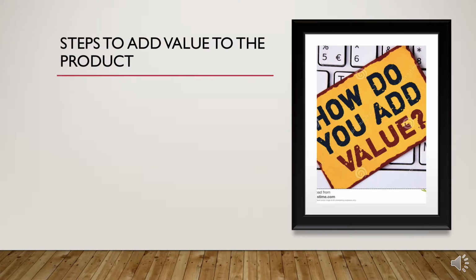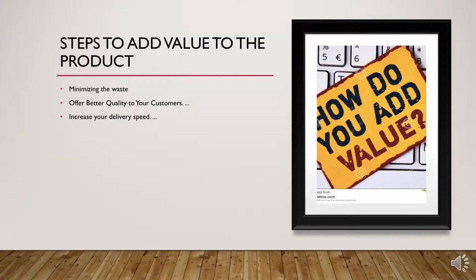So what are the steps to add value to the product? What makes the product or process add value? Let's see. Minimizing the waste is one of the greatest add values to the process. If you minimize the waste, it's going to be a good add value for the process. After that, offering better quality to your customers is also a great add value for the product.